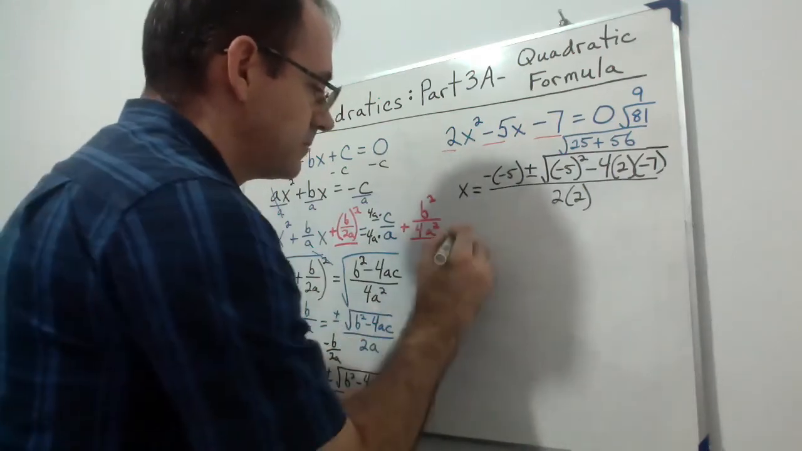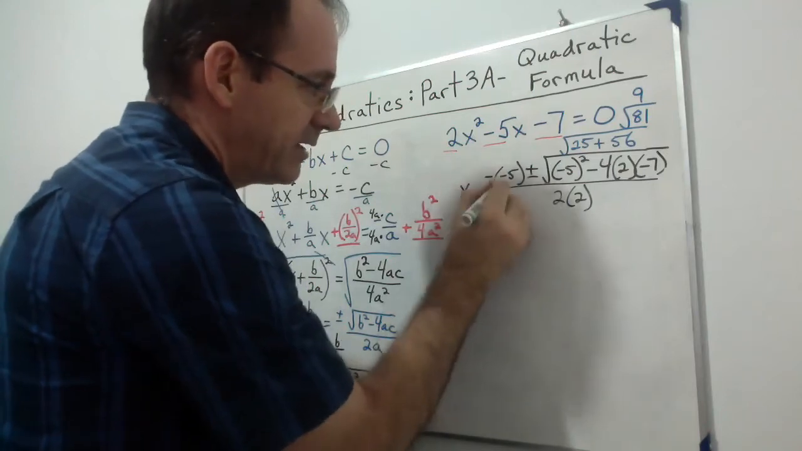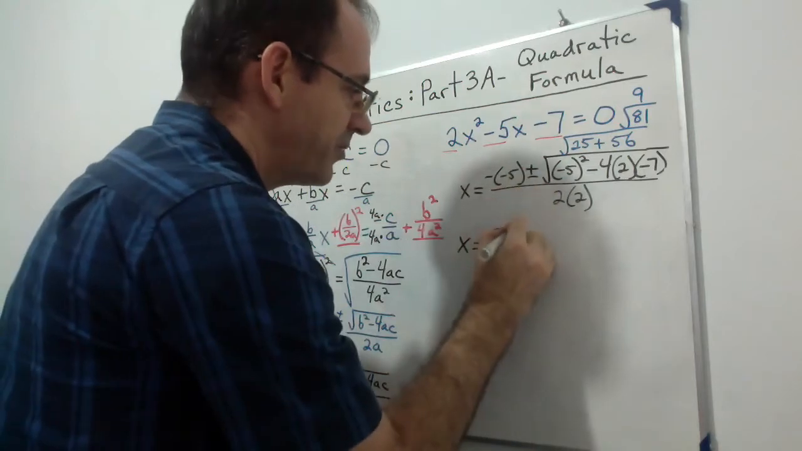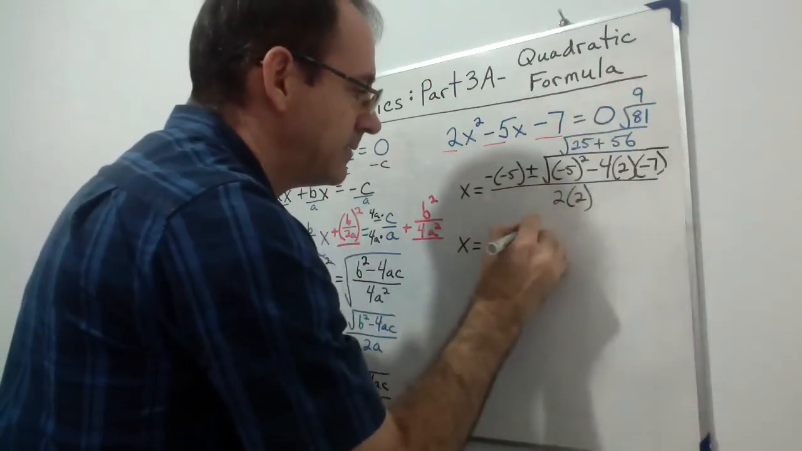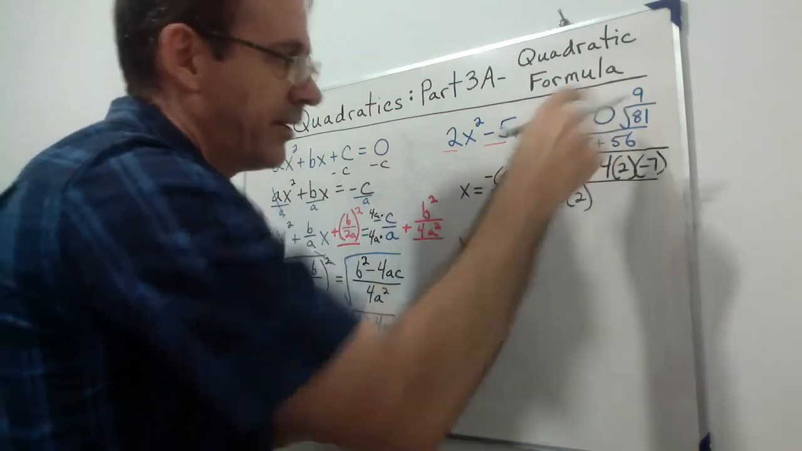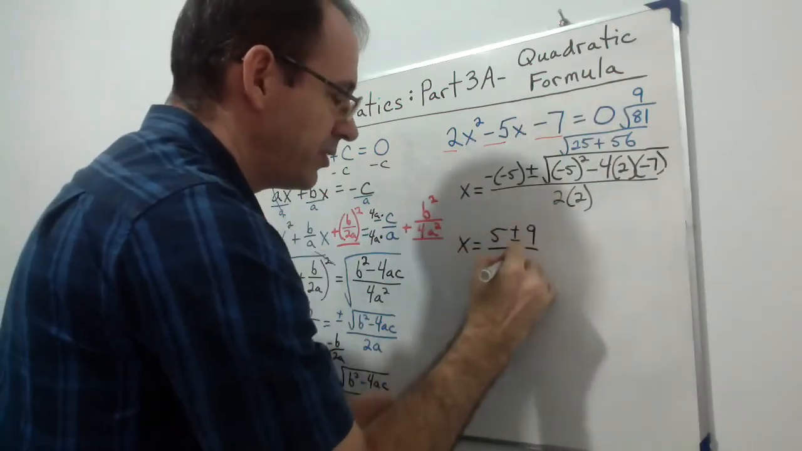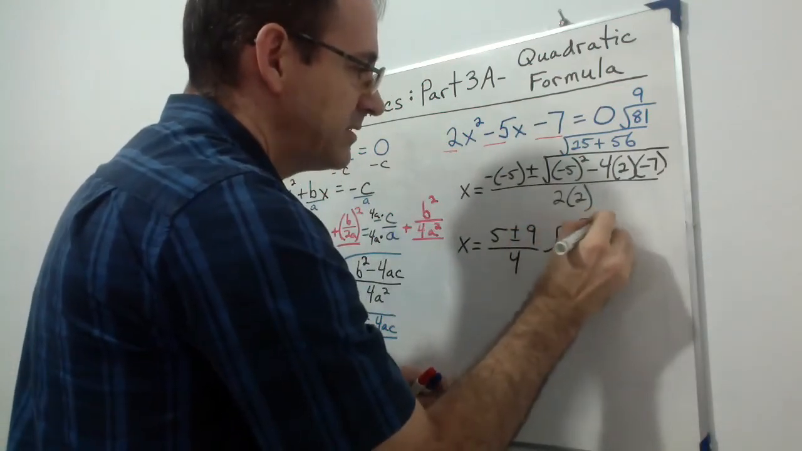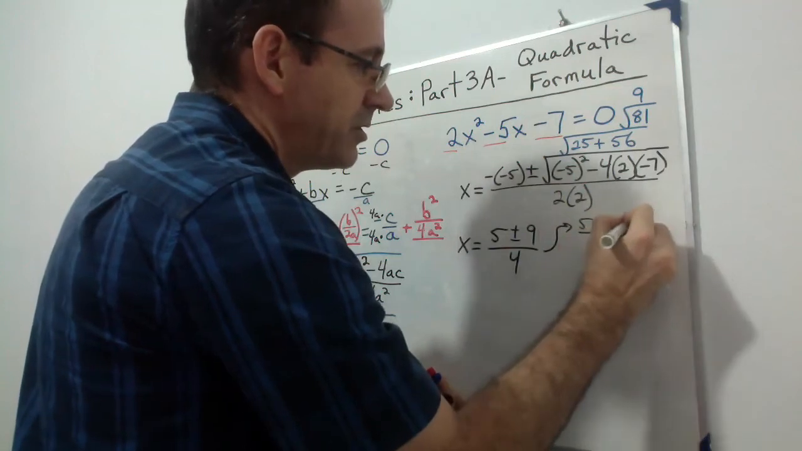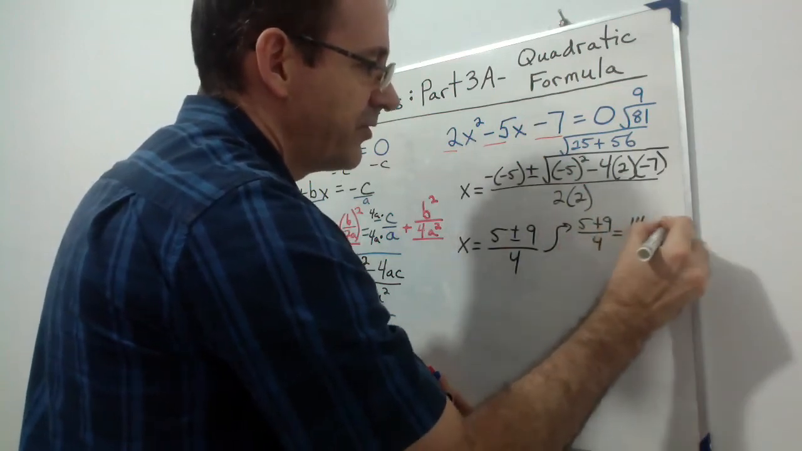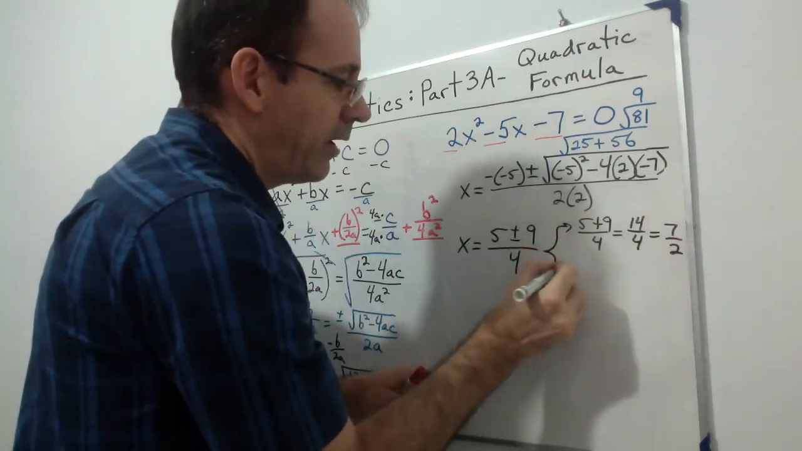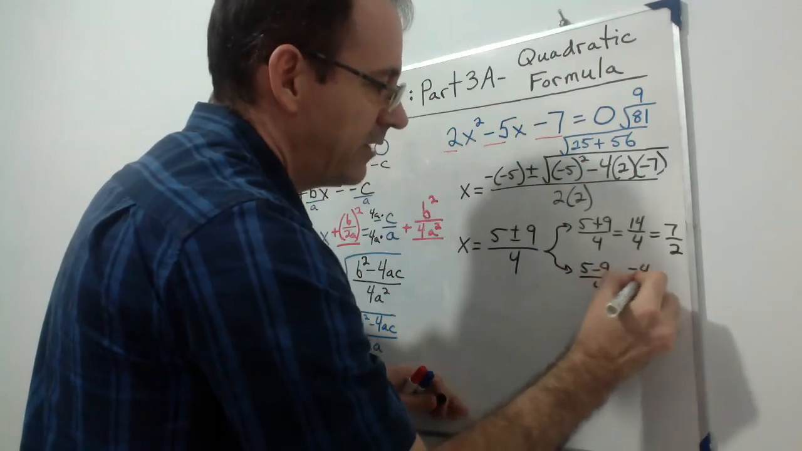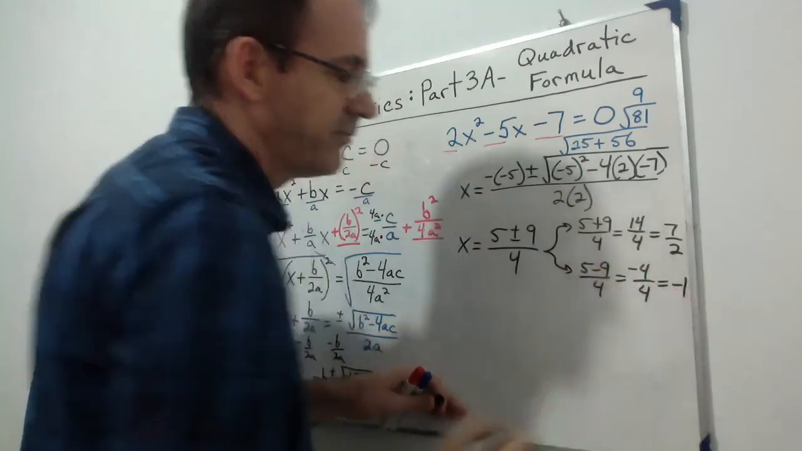Now we have x equals, this becomes a positive 5 because it's minus a negative. And then we have plus or minus, and now we have our 9 that came out. Don't forget the plus or minus on our radical. All over 2 times 2 is 4. Then from this, we get two answers. 5 plus 9 divided by 4, which is 14 over 4, which equals 7 halves. And we also get 5 minus 9 over 4, which equals a negative 4 over 4, which equals negative 1.